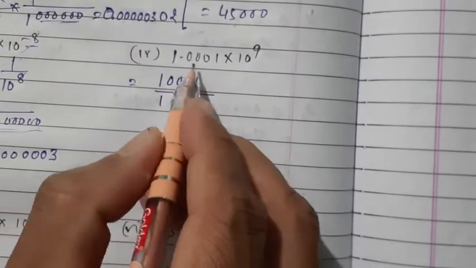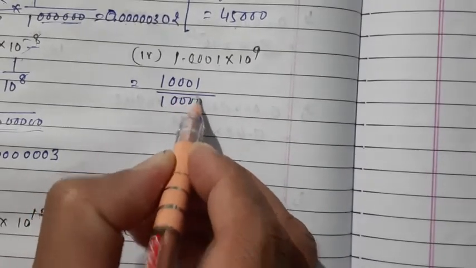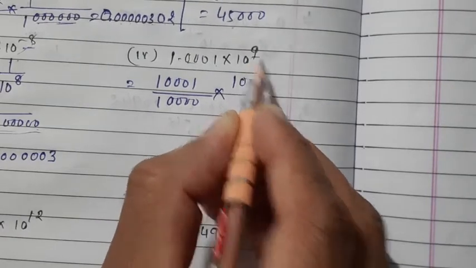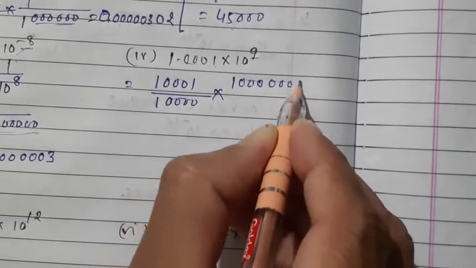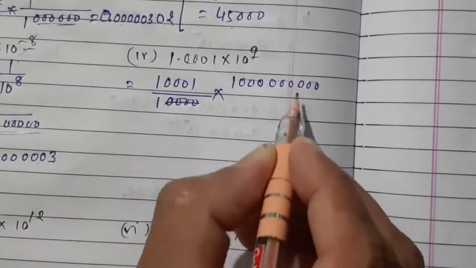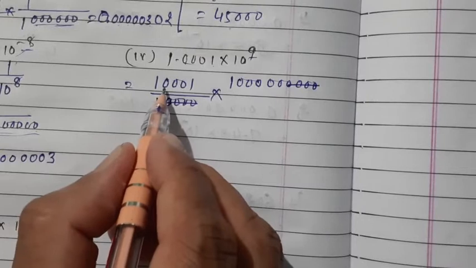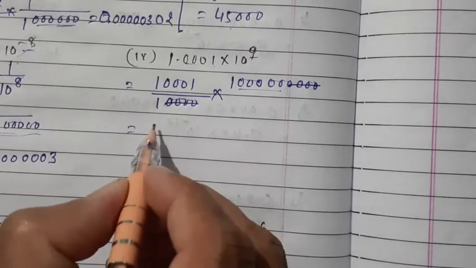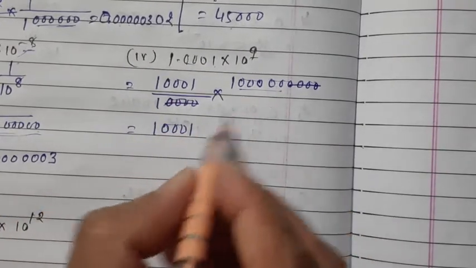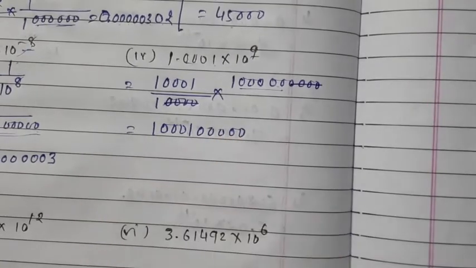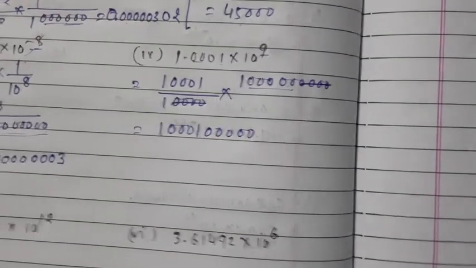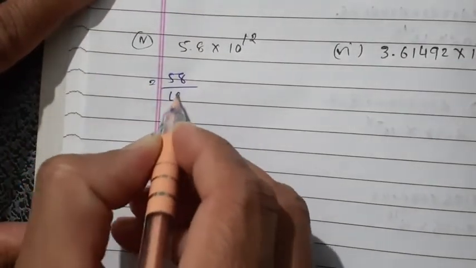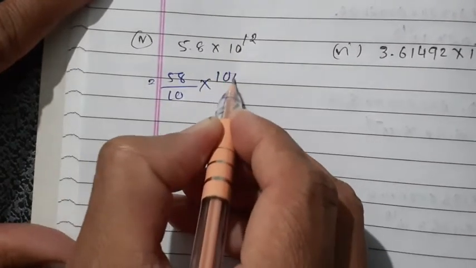Same here, look, 1.0001 means 10001 divided by 1 and after the decimal 4 digits means 4 zeros come, into 10 raised to 9 means 1 and 9 zeros. 10 raised to 9 is there, no? Now 9 minus 4 means 5 zeros will come. So 10001 into this one, so what happened? 10001 and 5 zeros will come. That is the usual form. Look here, 5.8, that is 58 upon 10 into 10 raised to 12, means 12 zeros.